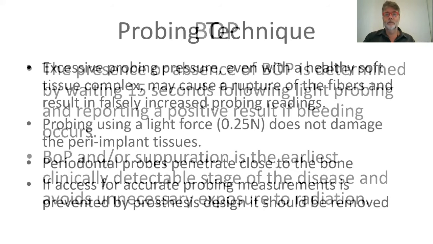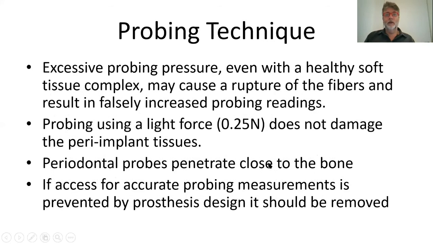Now, probing technique. Excessive probing pressure, even with a healthy soft tissue complex, may cause rupture of the fibers and result in a falsely increased probing depth. Probing using a light force, remember, not exceeding this 0.25 newtons, it's very gentle, does not damage the peri-implant tissues. Periodontal probes penetrate close to the bone. If you push these probes down, they'll hit the bone.